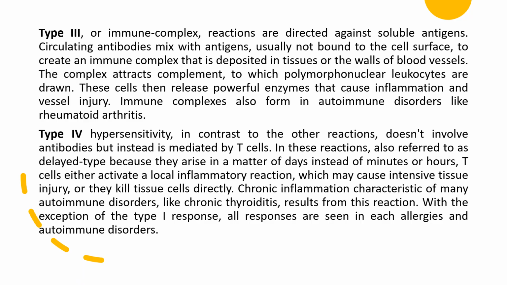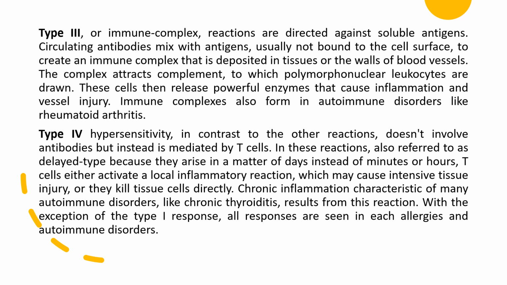Type 3, or immune complex, reactions are directed against soluble antigens. Circulating antibodies mix with antigens, usually not bound to the cell surface, to create an immune complex that is deposited in tissues or the walls of blood vessels. The complex attracts complement to which polymorphonuclear leukocytes are drawn. These cells then release powerful enzymes that cause inflammation and vessel injury. Immune complexes also form in autoimmune disorders like rheumatoid arthritis.